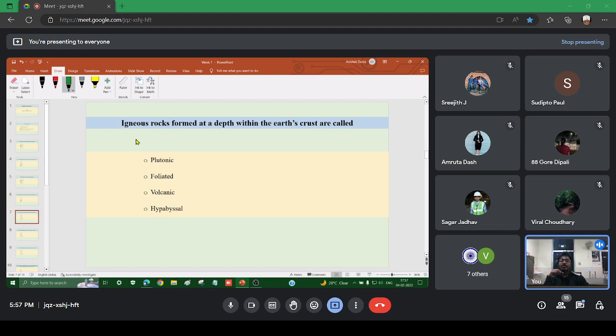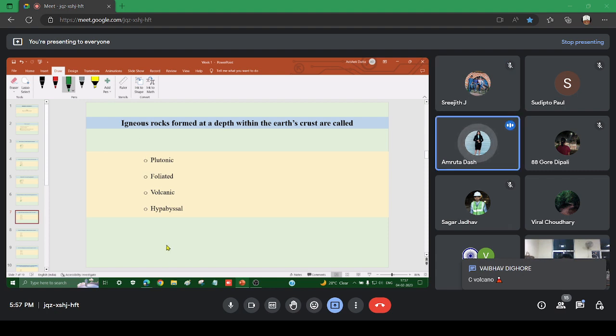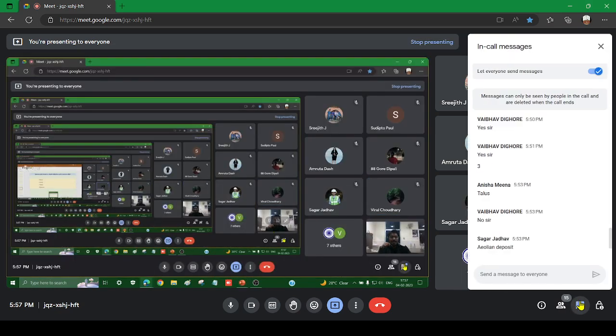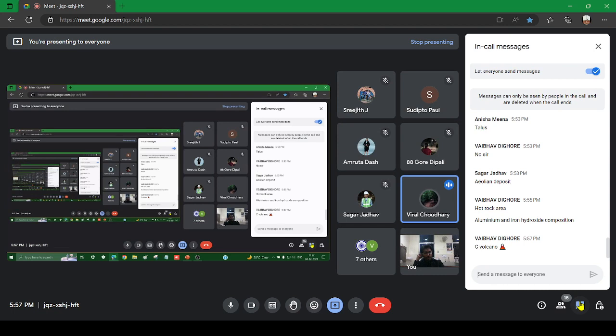Igneous rocks formed at a depth within the Earth's crust are called? Anyone? Plutonic. Volcanic. Hypabyssal. I need one answer. Volcano is not an option, Vaibhav. It is volcanic.